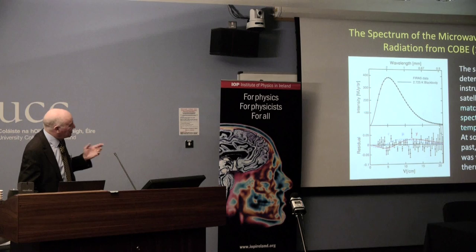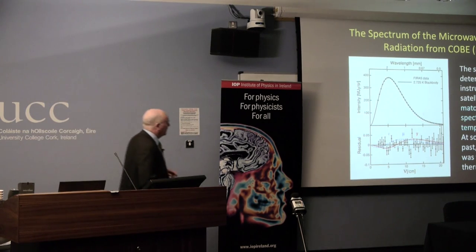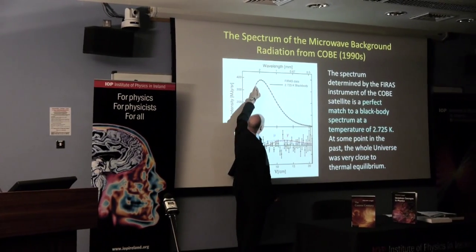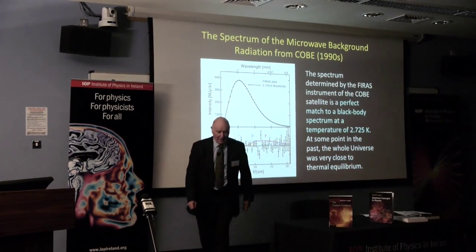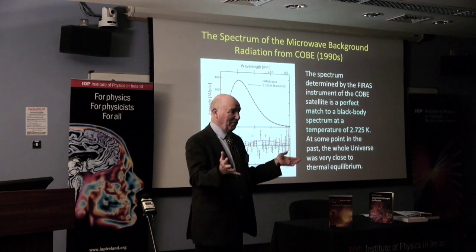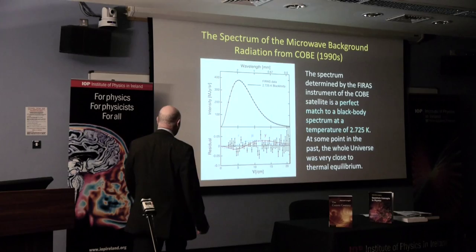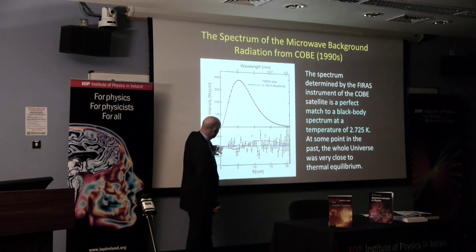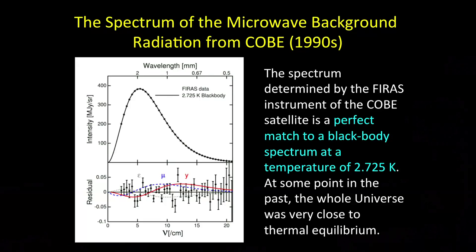And here are the most recent observations of the spectrum, from the COBE spectrum of the 1990s. Here's the spectrum here, and the error bars are much smaller than the size of the dots. It's the most perfect black body spectrum in the universe. Here are the residuals, again relative to this, showing you how perfect a black body it is. So the best black body we've got is up there in the sky.